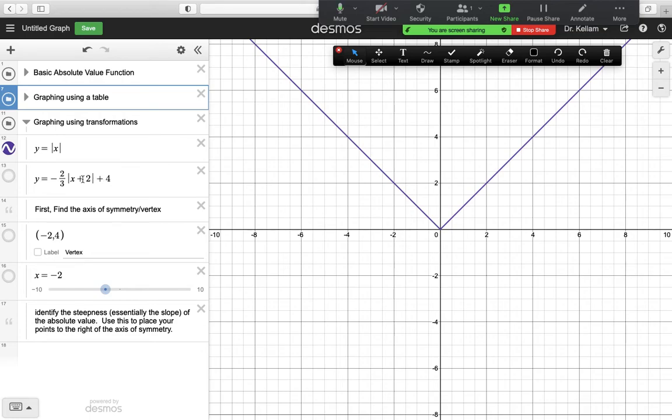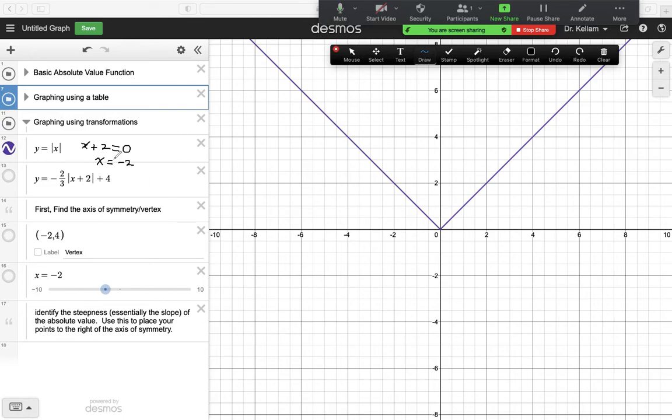So x plus 2 tells me that I actually need to move left 2. Because remember, this bit we would normally set equal to 0 to find our axis of symmetry. And then this would tell me to go up 4. And from there it would just be applying the steepness. Now, let's approach this by finding the axis of symmetry, which, as we stated, was just do x plus 2 is equal to 0 and solve, and we end up with x equals negative 2.